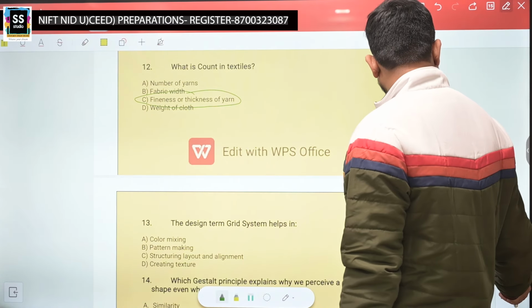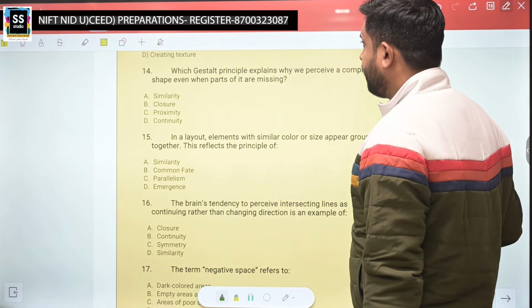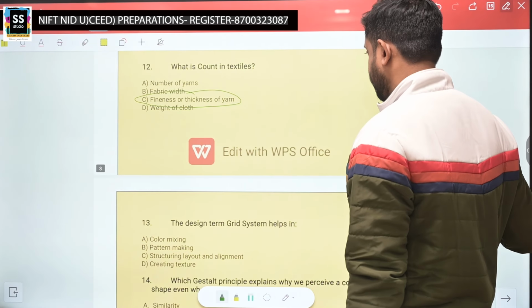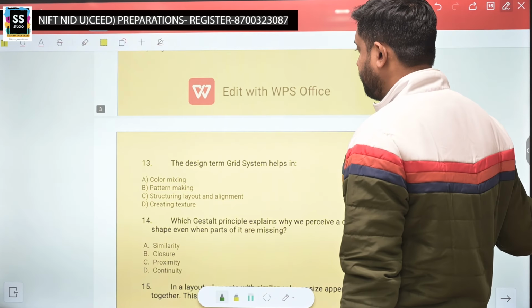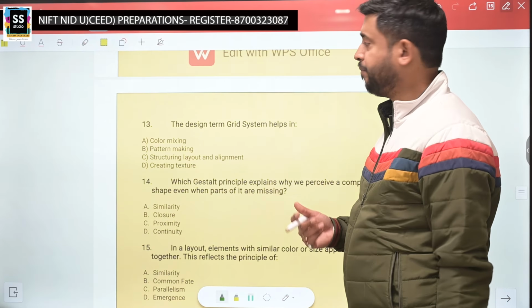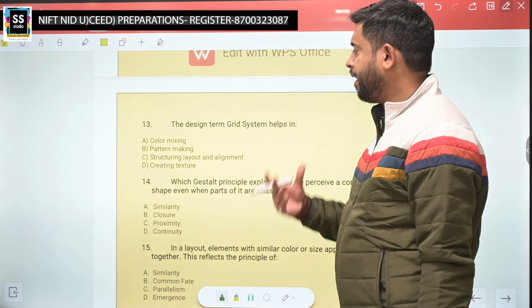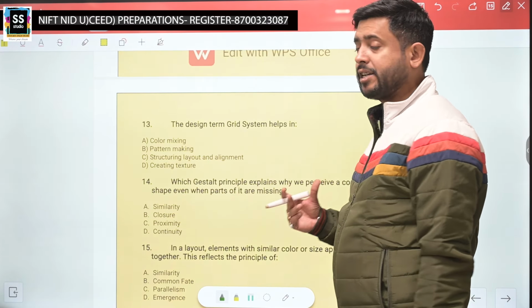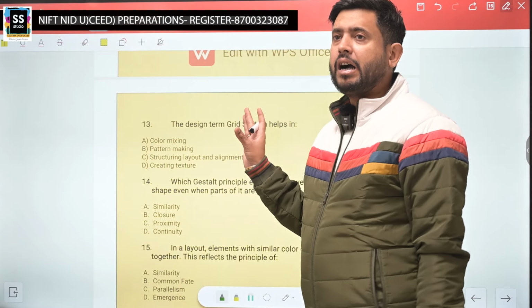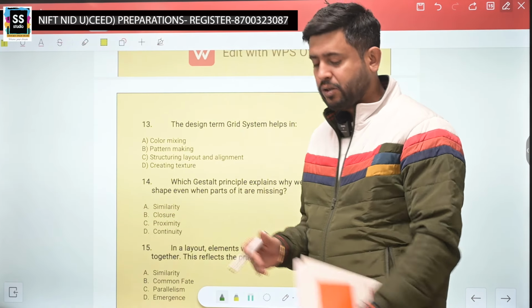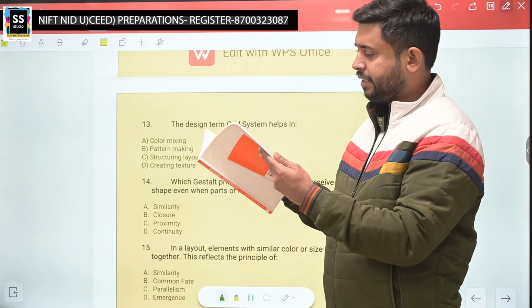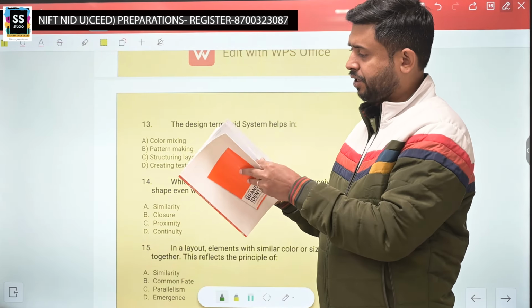Moving forward, so here the question is, the design term grid system helps in what? Color mixing, pattern making, structuring layout and alignment, and creating texture. So this is basically from, I would say, graphic or editorial design. So here I have the book, if you will see. I'll show it to you.